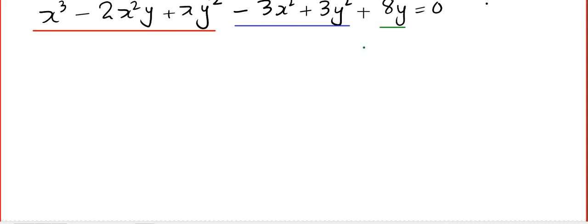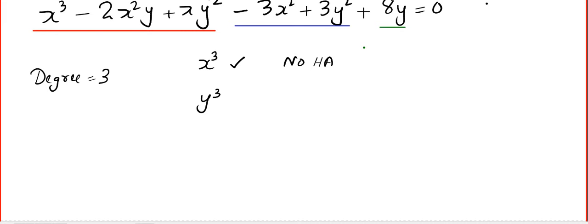So what's the first thing to do? Yeah, write the degree. The degree is 3. What's the second thing to do? Check whether x cube and y cube are present. X cube present. That means no horizontal asymptotes. Y cube is not present, so vertical asymptotes are present.